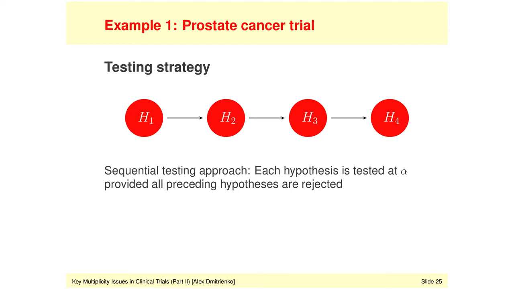And all it boils down to is a simple sequential testing approach. This is what we refer to as the fixed sequence procedure in part 1 of this online training course. Under this approach, each hypothesis is tested at the full alpha level, provided of course that all preceding hypotheses are rejected.